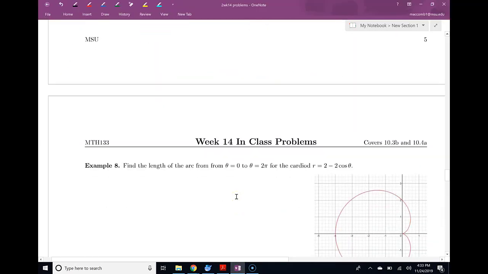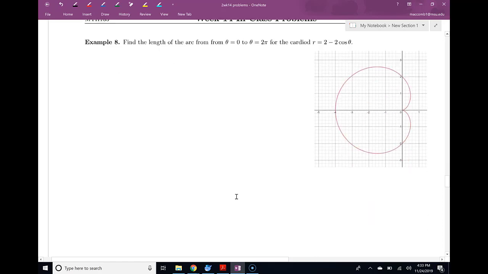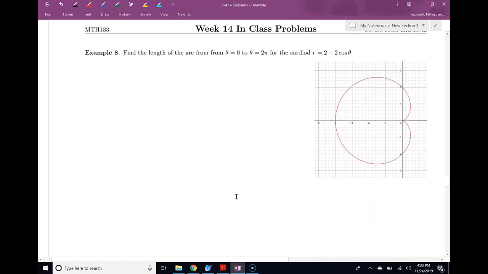Let's go ahead and move on. Here's something that's getting considerably more difficult. It's going to be our last arc length problem for today. Find the arc length for the arc from 0 to 2 pi, so I've kept it kind of boring for us.